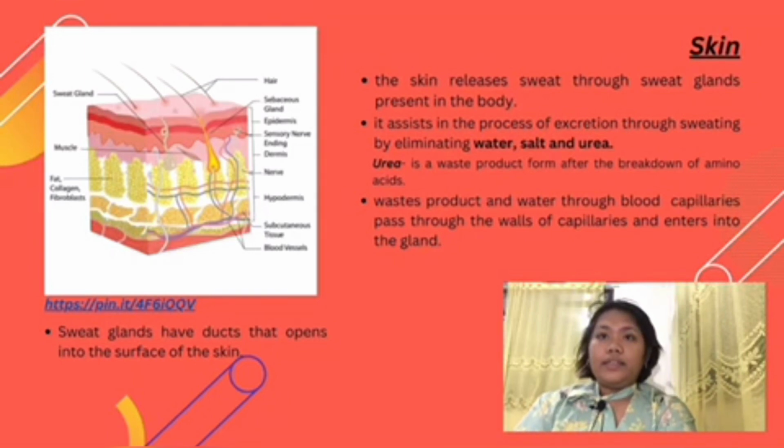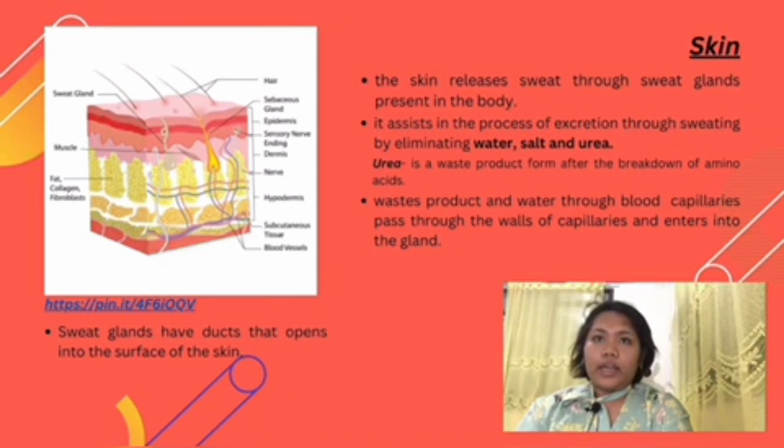Next is skin. The skin releases sweat through the sweat glands present in the body. It assists in the process of excretion through sweating by eliminating water, salt, and urea. Waste products and water through blood capillaries pass through the walls of capillaries and enter into the glands. Now the sweat glands have ducts that open into the surface of the skin.